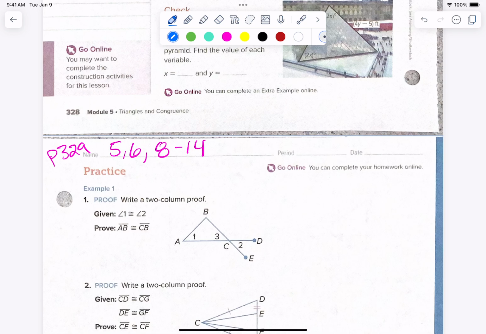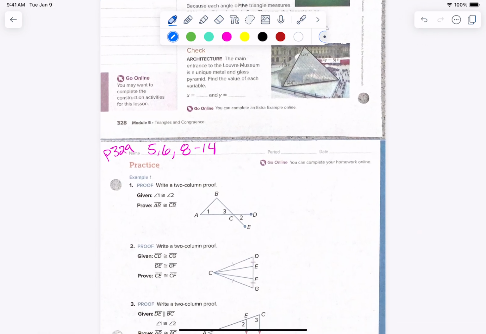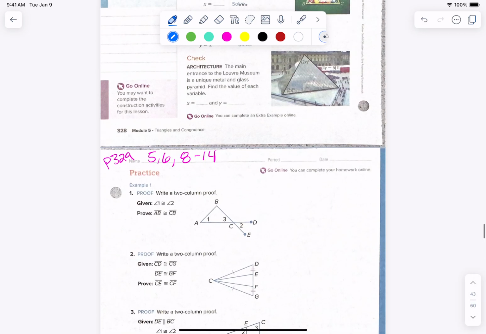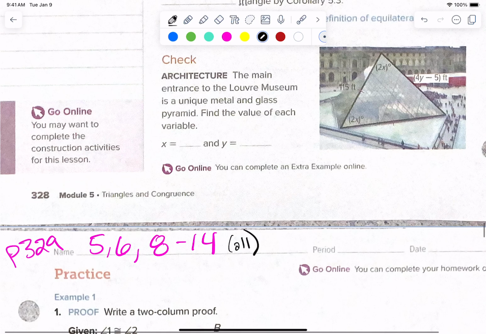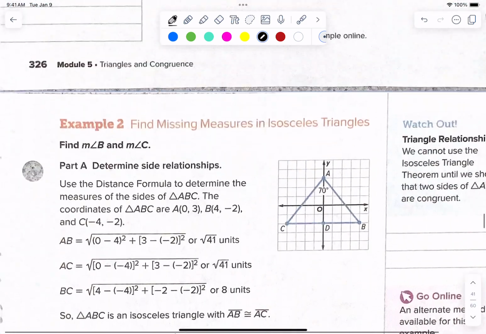All right, hey Remington, we are on, I don't even know what this lesson is, 5, 6. Here's a homework assignment, 5, 6, and then 8 through 14. 8 through 14 is all, not evens. Sorry. Yeah, Megan, thanks for not helping. 8 through 14, all. So there's that, okay? No proofs though, so that's kind of exciting.